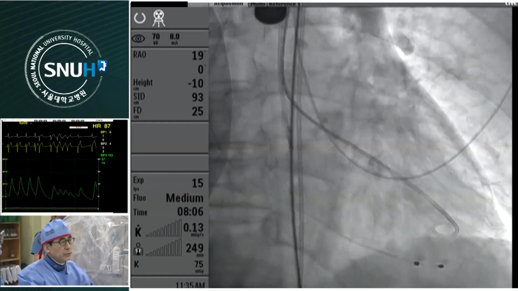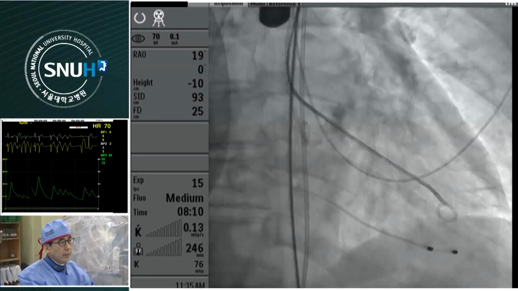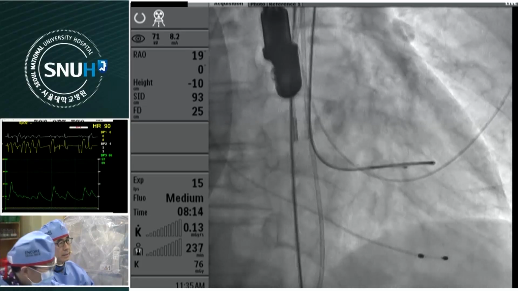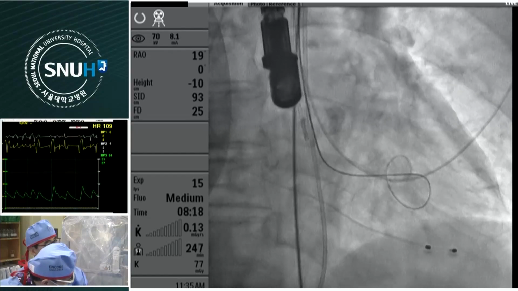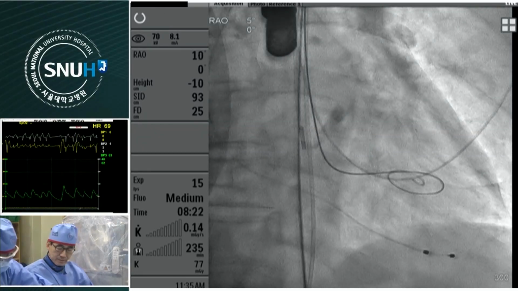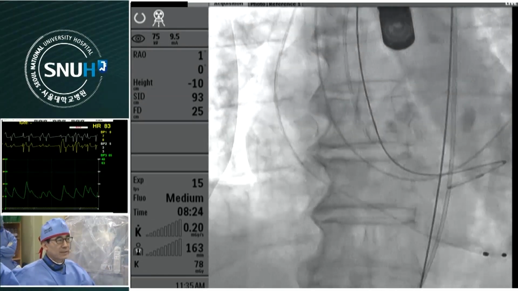I'd like to put the stiff wire in ideal orientation, but it is a little bit difficult in this case. Always like this. Okay, let's go. Safari wire or Best angle? Yes, Best angle. It's not good.